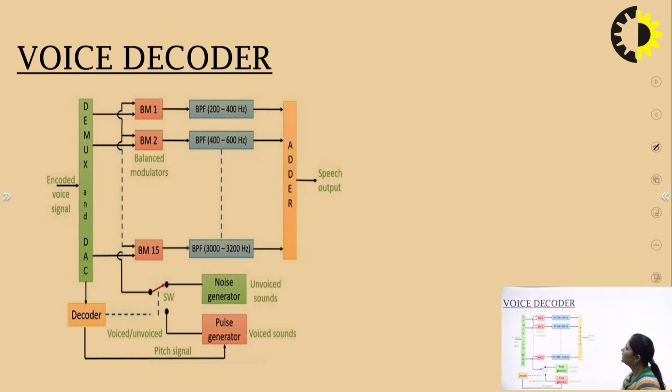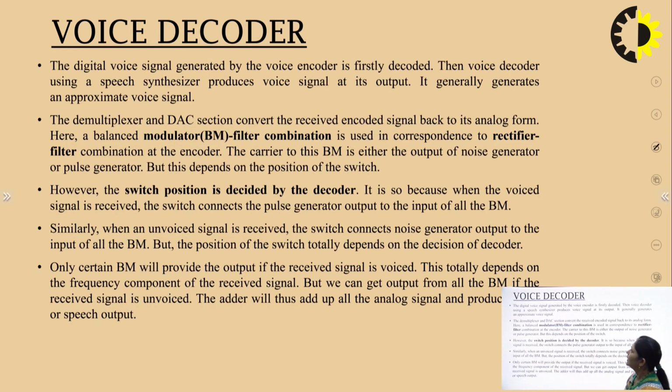So this is about voice decoder. I have already explained all of these things, that the digital voice signal generated by the voice encoder is first decoded. The demultiplexer and DAC convert the received encoded signal back to analog form. Here a balance modulator filter combination is used in correspondence to the rectifier filter combination. At the encoding end, we had used a rectifier filter combination. Here we are using a band pass balance modulator filter combination.